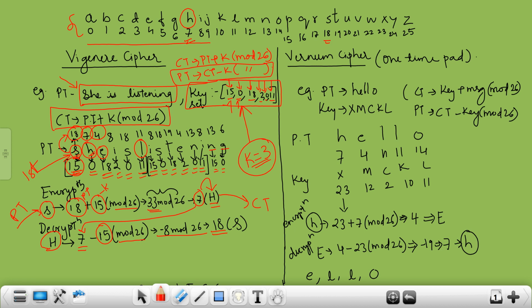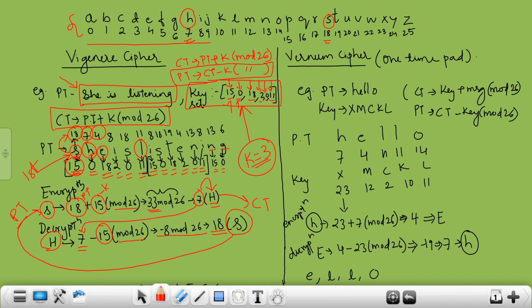What is the letter present at the place of 18? It is nothing but S. Okay, so I am getting my plain text back, right? So this is the plain text that I was searching for. So that means whatever encryption and decryption I have done is correct.